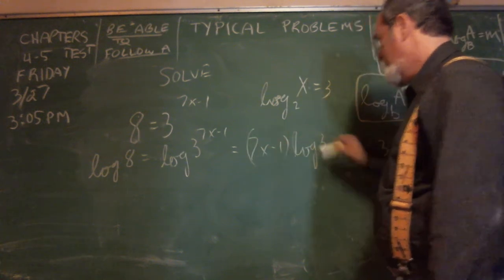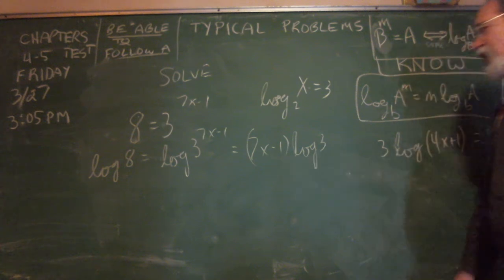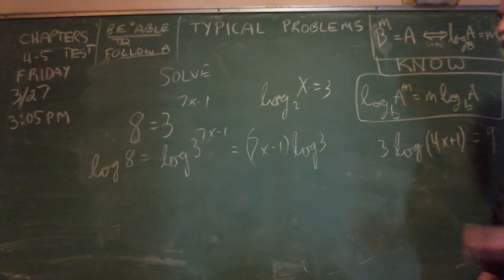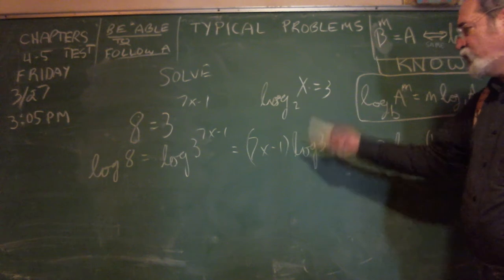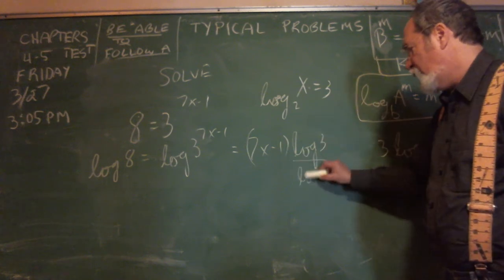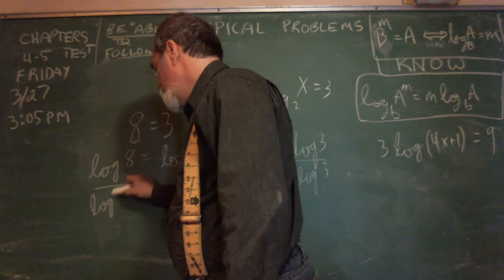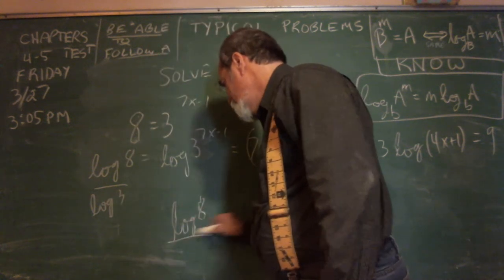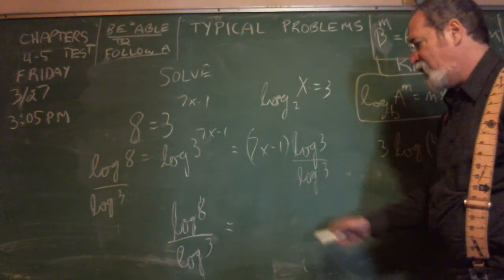Log to the base 10, unwritten base, log to the base 10 of 3, but that 7x minus 1 is now downstairs. And this is just log to base 10 of 3. Log of 3 is just a number. I don't even care what that number is. It's just a number. So it's like having a 5. We'll divide by that. I'm just going to divide by log 3. You're allowed. And what you get is you now have log to the base 10 of 8 divided by log to the base 10 of 3, and that's equal to 7x minus 1.